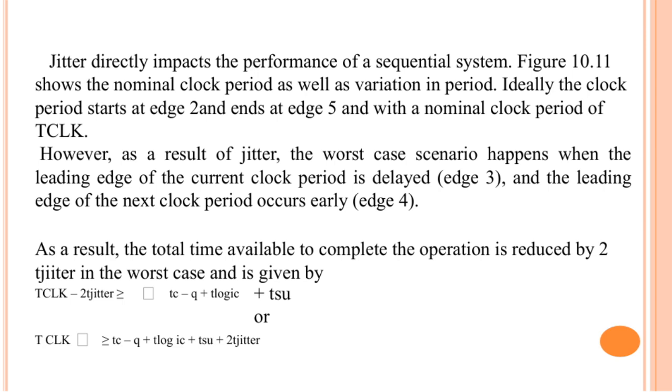To ensure proper operation, the clock period minus twice the jitter must still be long enough to accommodate the clock-to-Q delay, the logic delay, and the setup time. This relationship ensures that the inequality TCLK is greater than or equal to the sum of these delays plus twice the jitter is satisfied, maintaining system stability despite the timing variations caused by jitter.